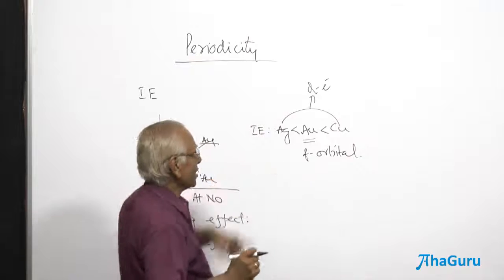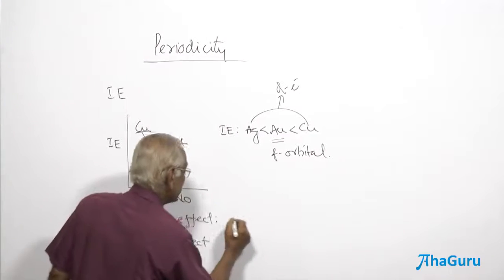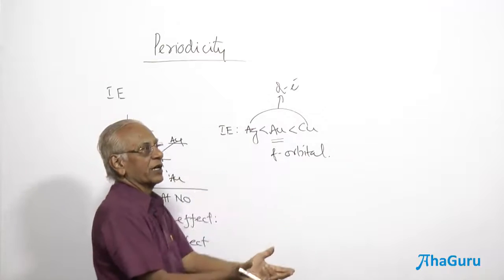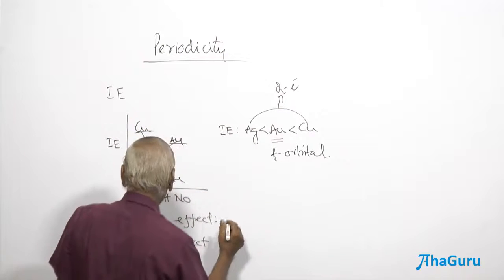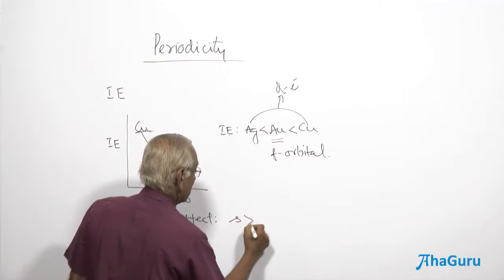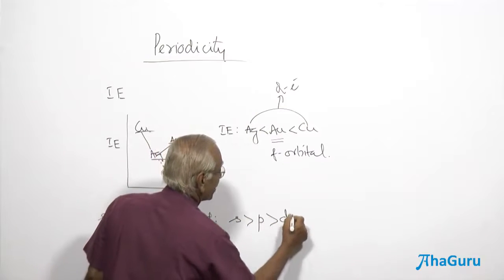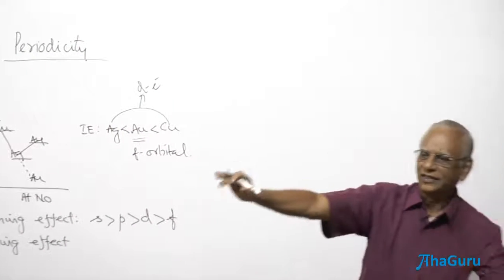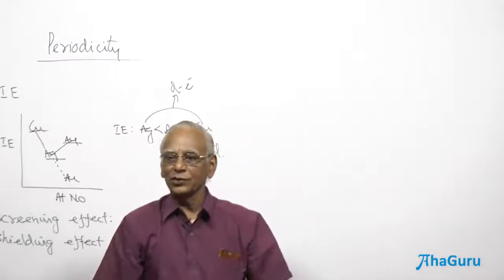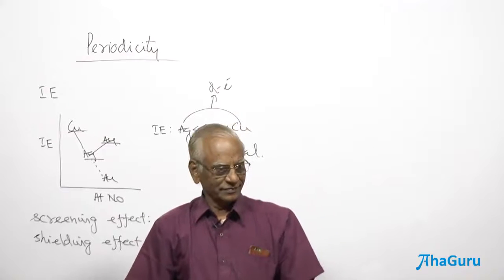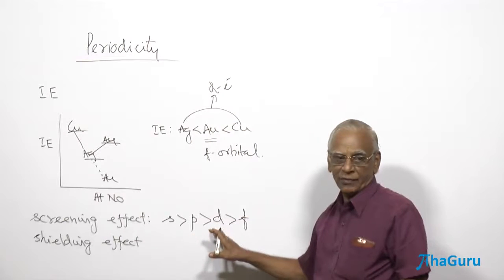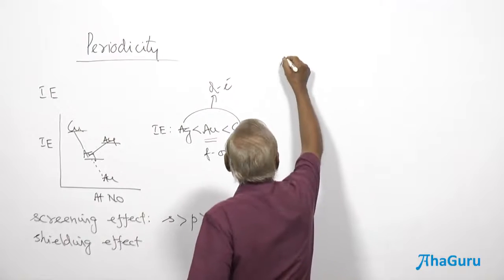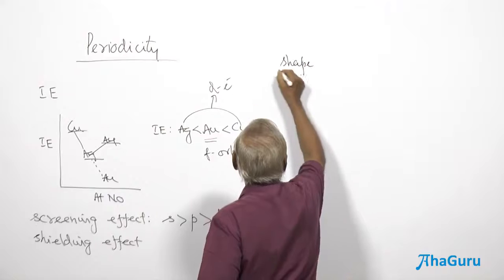Now, the effectiveness with which the electrons shield the nucleus, the screening effect, is maximum for s orbital, then p orbital, then d orbital, then f orbital. So, if any element has f electrons, it is not able to cover the nucleus. The nucleus is kept open, compared to an element which does not contain f orbital, or an element which does not contain d orbital. Why is it so? It is based on the shape of the orbitals.